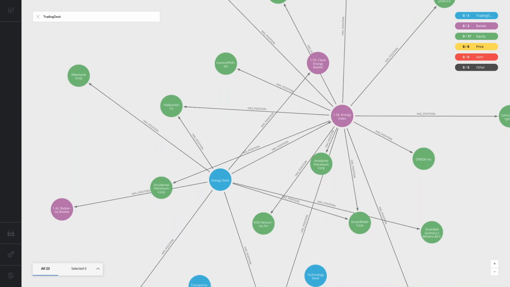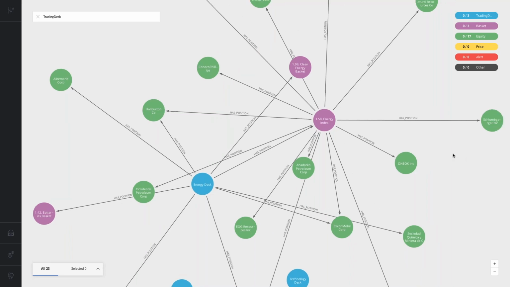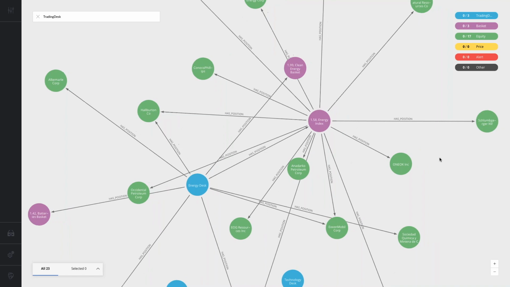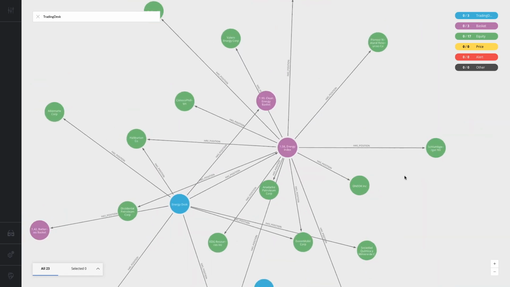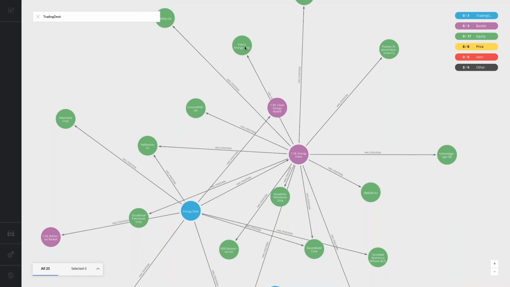Yeah, so I think what you're seeing here is an actual implementation of that whole model I showed earlier on the slides, from trading desk to baskets to individual stocks or other tradable instruments. And then you also have prices, right, Harlan, as part of this.